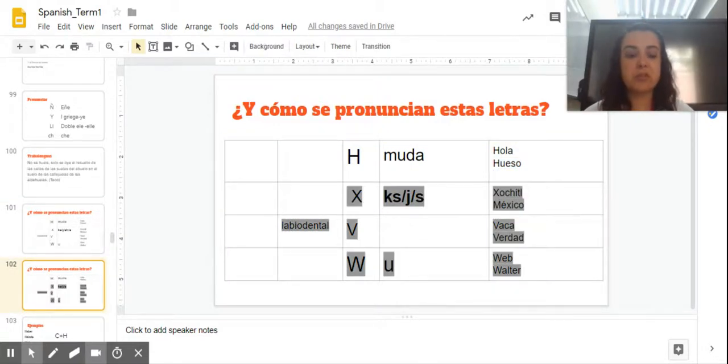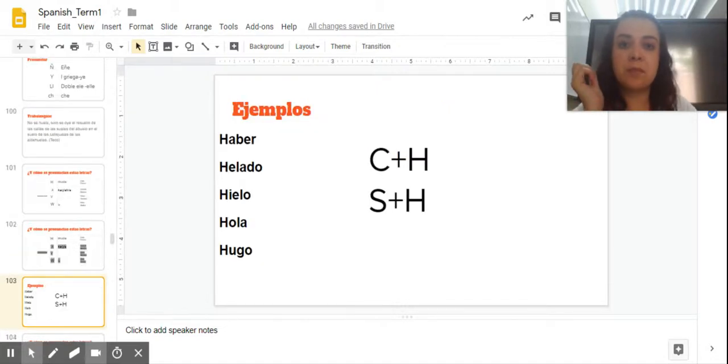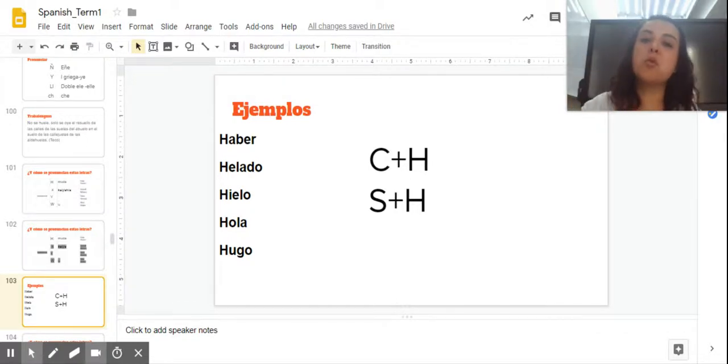So remember, right now we're just talking about the H is mute, and some examples here. We could talk about haber, that's a verb, helado, hielo, hola, Hugo. Hugo, that's a name.